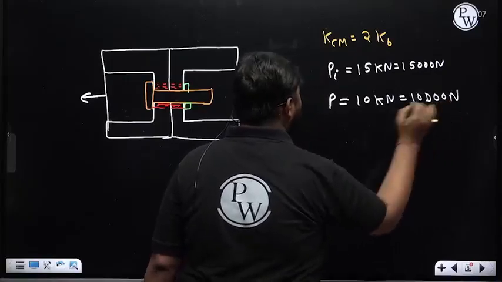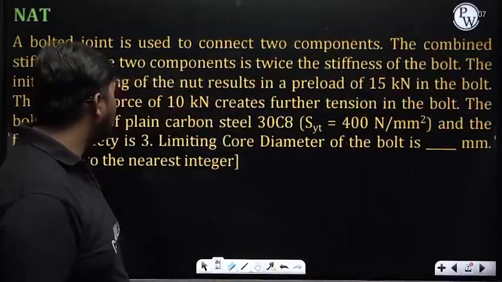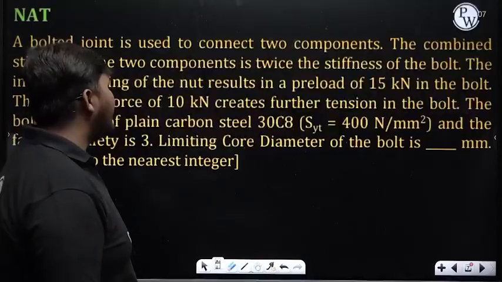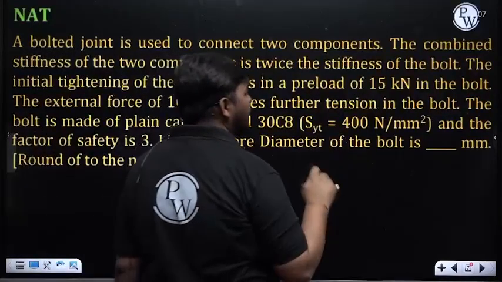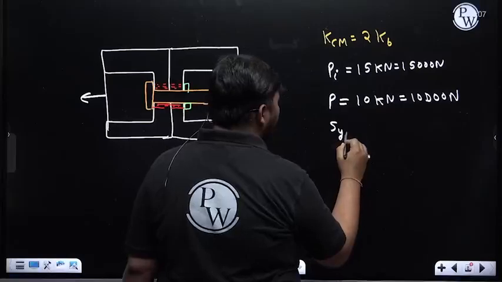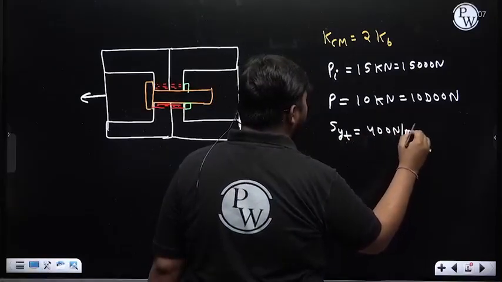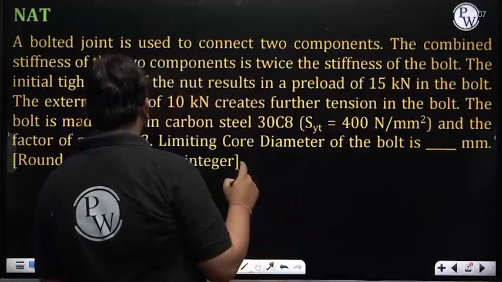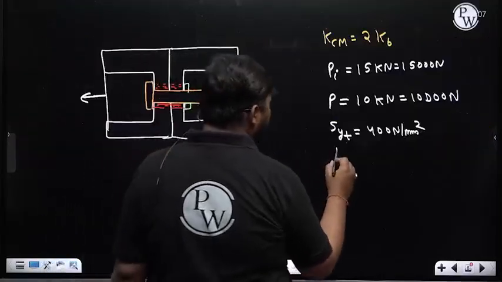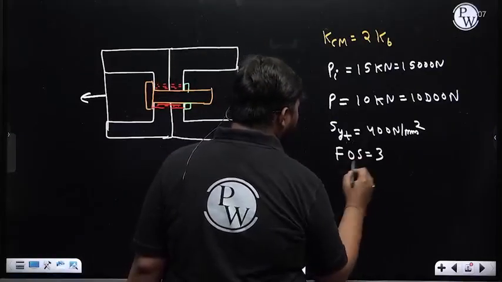10,000 Newton. In Newton, this external tensile load is 10,000 Newton. Now the bolt is made of plain carbon steel whose tensile strength is given: it is 400 Newton per mm square. So the tensile strength of the bolt is 400 Newton per mm square. Now the factor of safety is 3 and we have to find the limiting core diameter of the bolt.